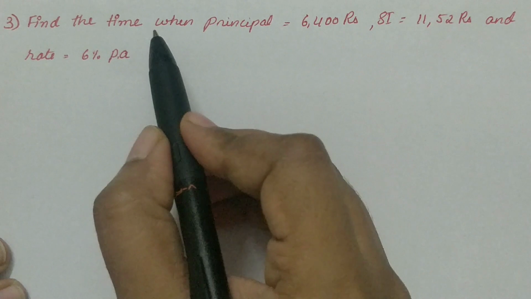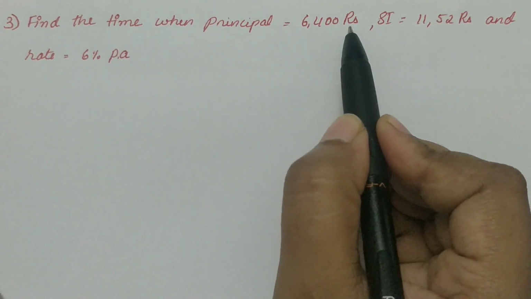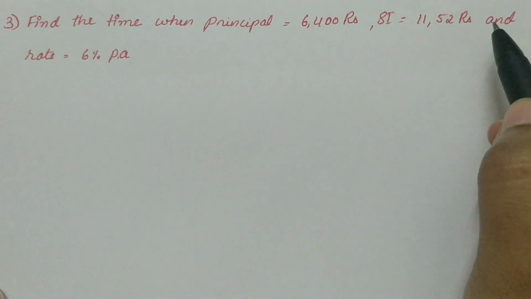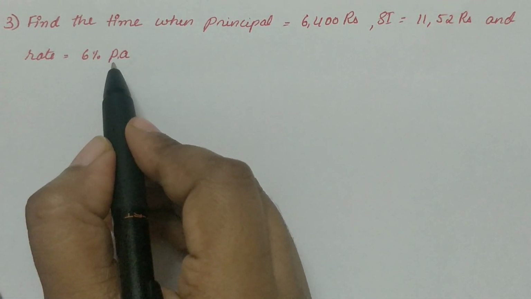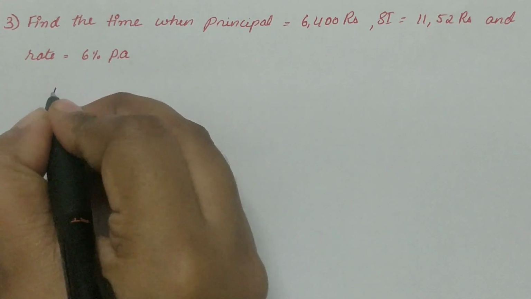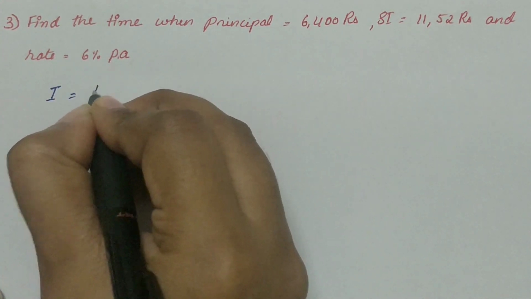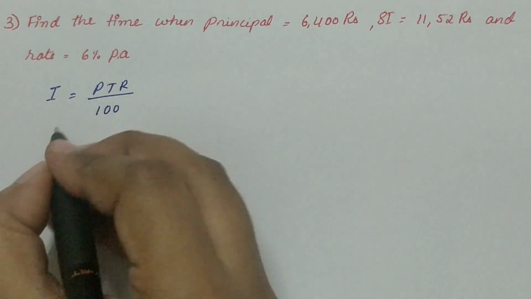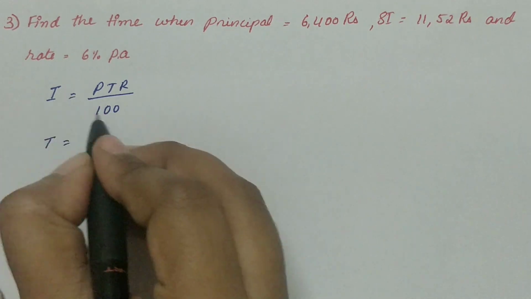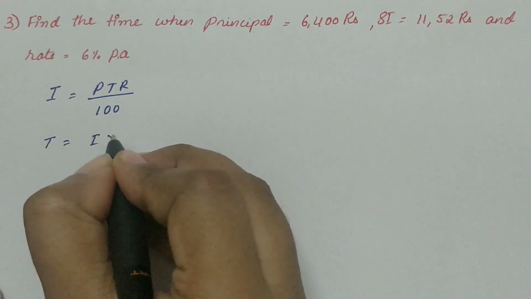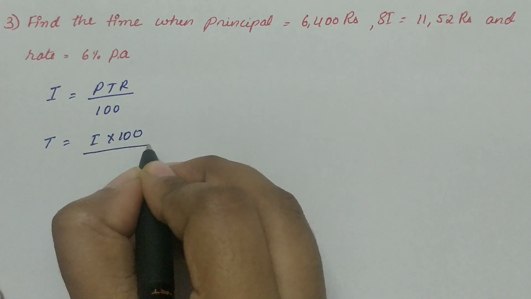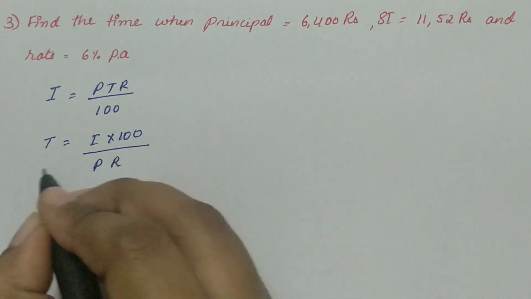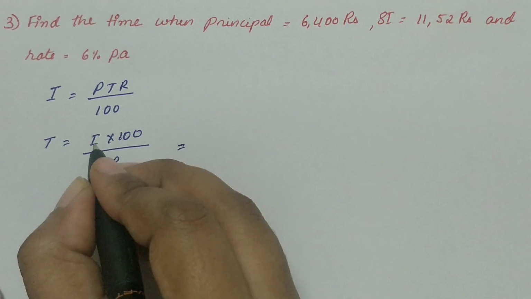Third one, find the time when principal equal to 6400 rupees, simple interest equal to 1152 rupees and rate equal to 6% per year. We know simple interest I equal to PTR by 100. From this, time equal to simple interest into 100 divided by principal into rate.